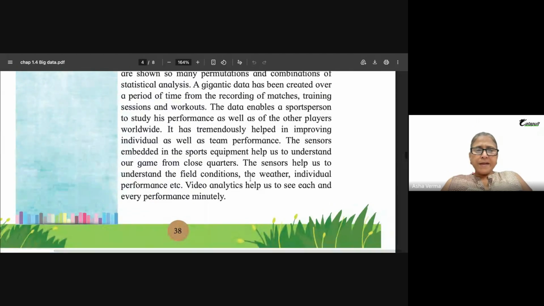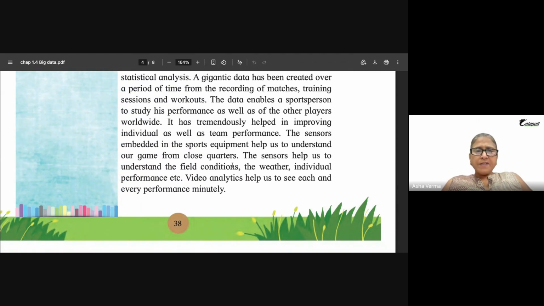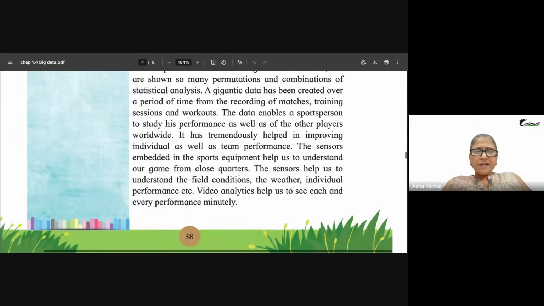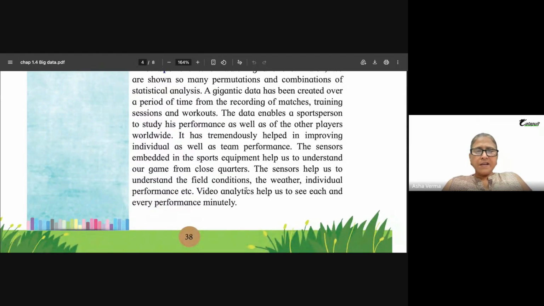The sensors embedded in the sports equipment help us to understand our game from close quarters. The sensors help us to understand field conditions, the weather, the individual performance, etc. Video analytics help us to see each and every performance minutely.